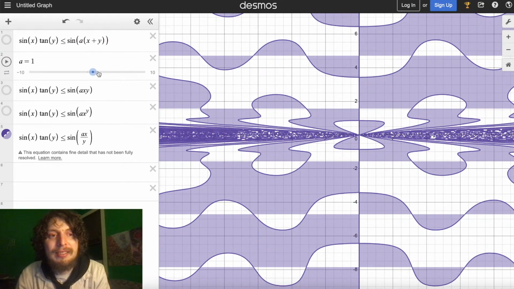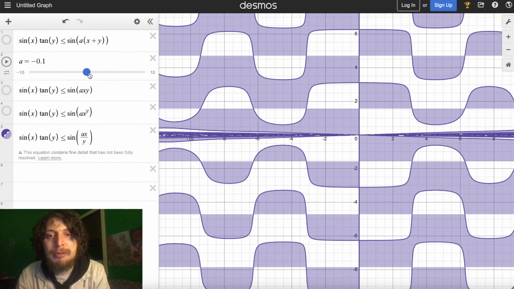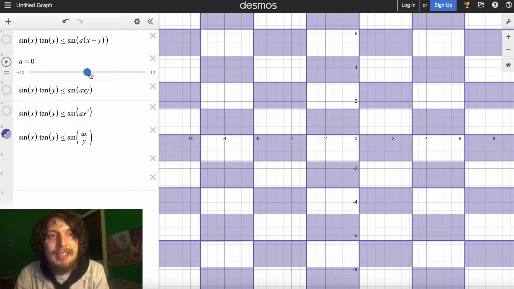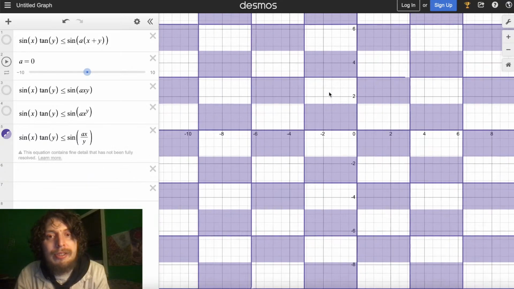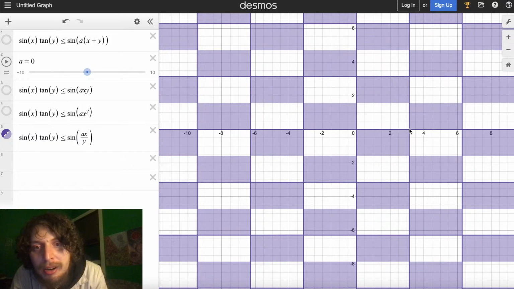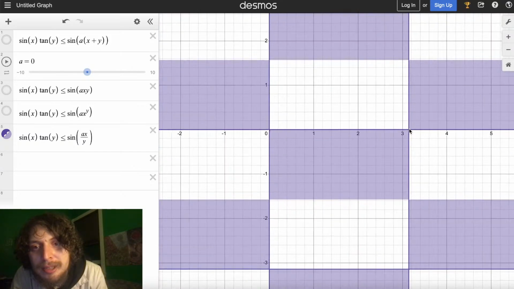So, what happens when this one moves? Woo. Oh, what did we hit there? We hit rectangles. This is a new 0. When sine of x times tan of y is less than or equal to sine of 0, then it makes rectangles. And the rectangles are pi long, I think. Pi long by maybe half of pi tall? I don't know.